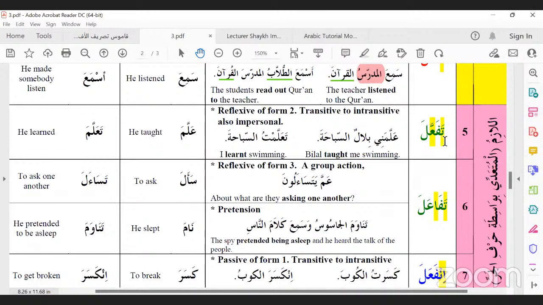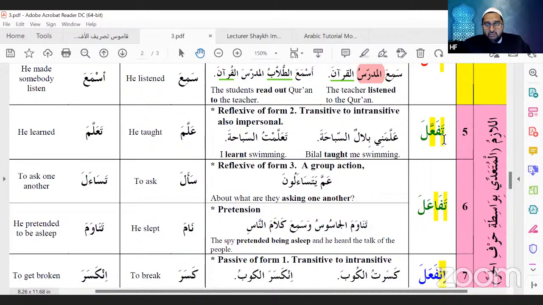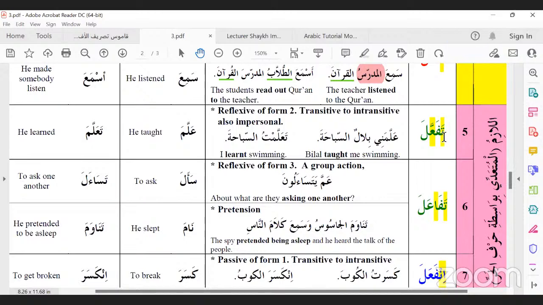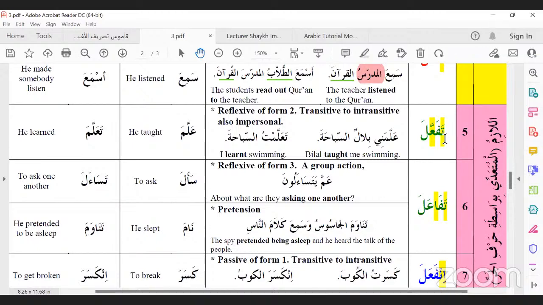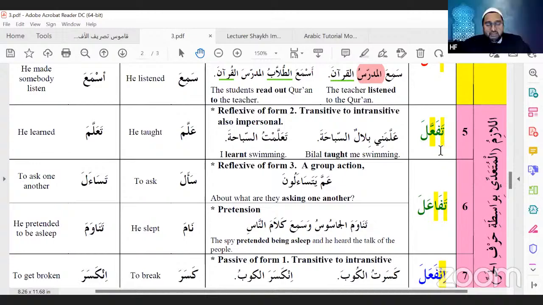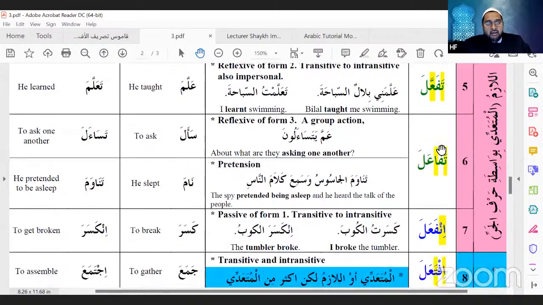Tafa'ala. So there are 5 letters there. Correct. So how is it 5? Because ain, there's 2 ains. Correct. And the ta in the beginning as well. 2 ains and lam. Correct. Absolutely right. So this is a 5-letter verb. So just remember that this is a 5-letter verb, and I'll give you then the other.